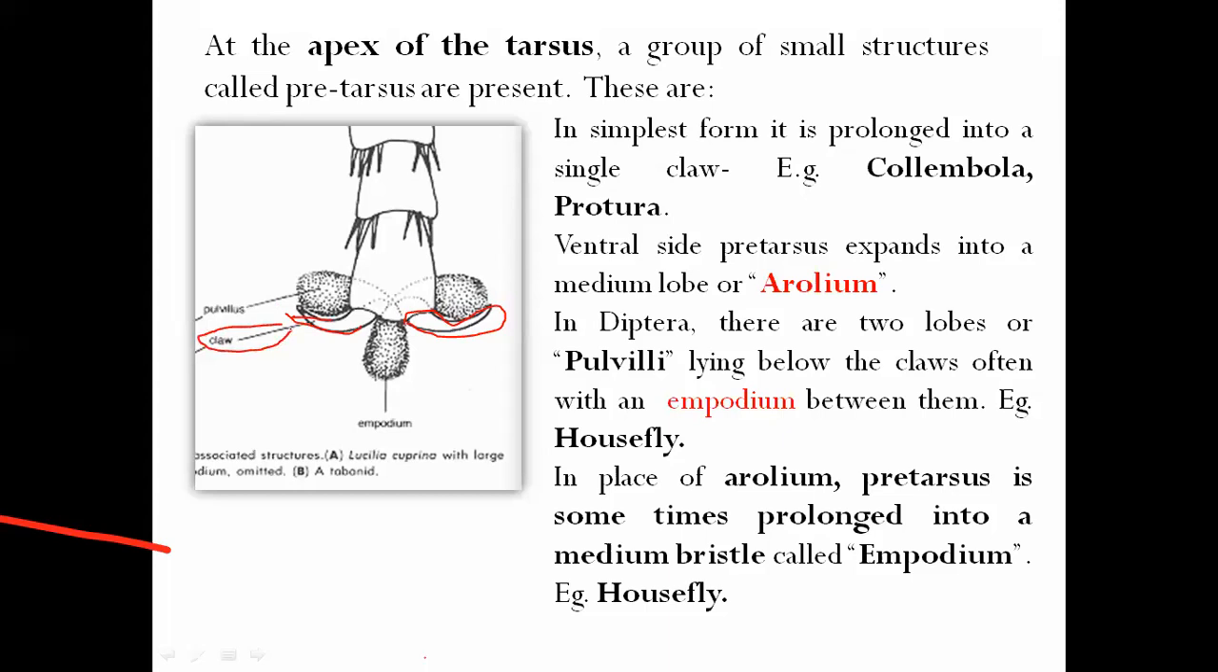In between the claws, there is a median lobe called the arolium. Here there is a median lobe, which is called the arolium. Okay, in between the 2 claws there is a median lobe called the arolium.